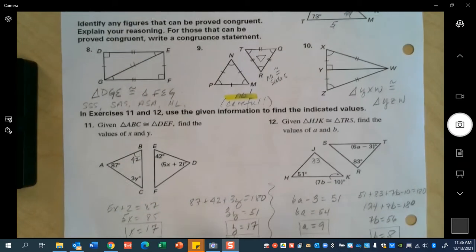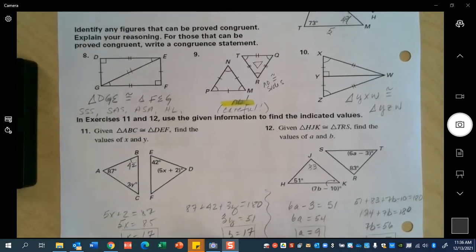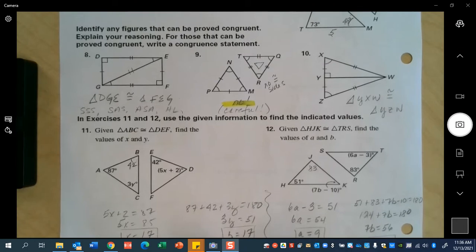8, 9, and 10: identify any figures that can be proved congruent. So they gave us a lot of information here on 8, and we have so much information, all of our congruence postulates work. Number 9 is one of the most missed because all of those angles match up. But notice the side lengths, there's not one corresponding side. In fact, it could be this little itty bitty one.